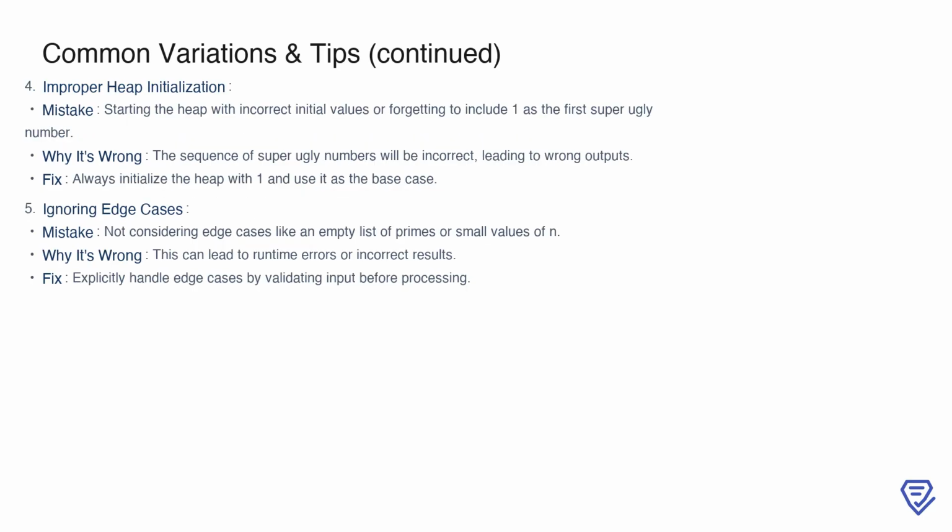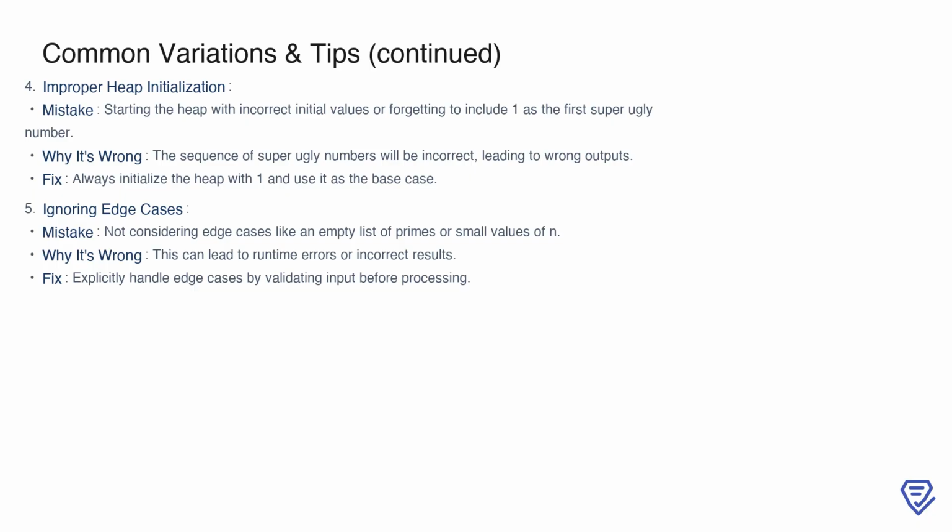Another potential pitfall is improper heap initialization. If the heap is not initialized correctly, or if the number 1 is left out as the first super ugly number, the sequence will be incorrect, and your output will be wrong. Always remember to initialize the heap with 1 as your starting point, as this serves as the base case for generating subsequent numbers.